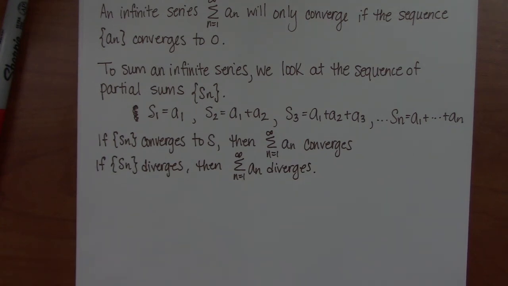Yes? You're asking, doesn't this have to be 0? No, the nth term has to go to 0, but these are going to be partial sums. And I'll show you, we're actually going to look at an example, and you're going to see what these look like.